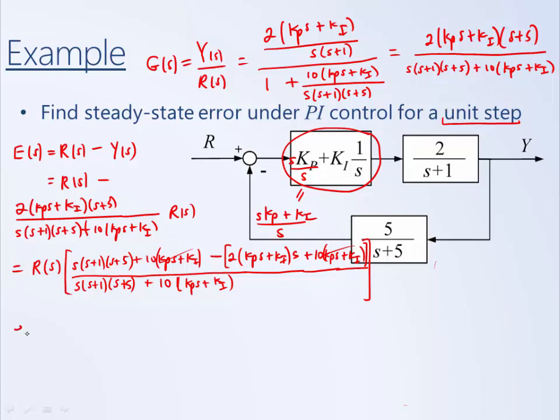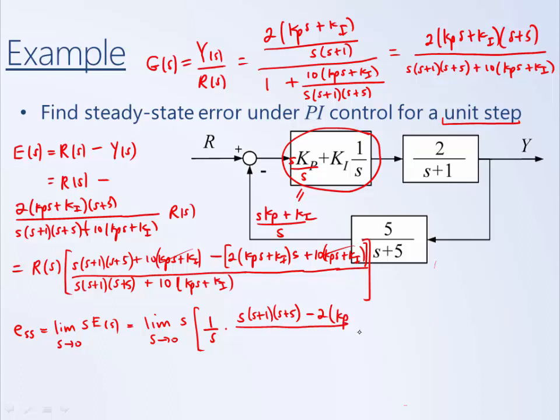Once we have that, we can then go ahead and apply the final value theorem. Where I can use that entire expression for E of s. And so E of s is equal to R of s in this case, where R of s is simply a unit step 1 over s. In the numerator, I have this quantity s times the quantity s plus 1 times the quantity s plus 5, and then it subtracts this other quantity 2 times Kps plus Ki. And then the denominator is the same as it was.